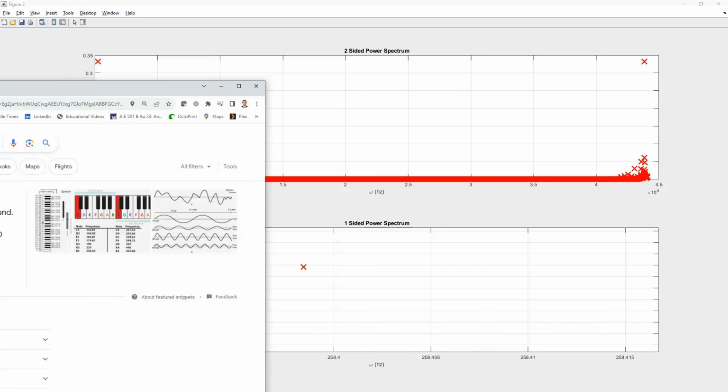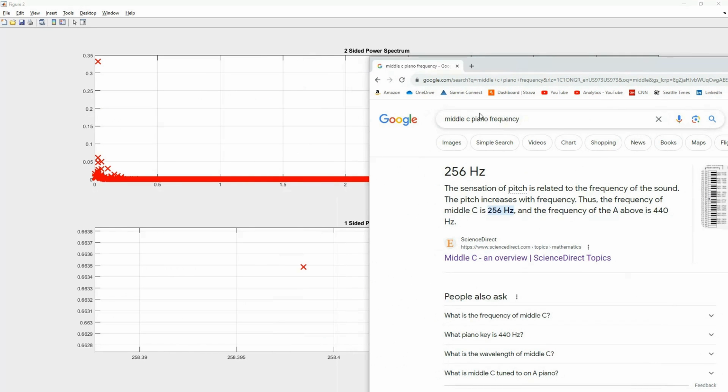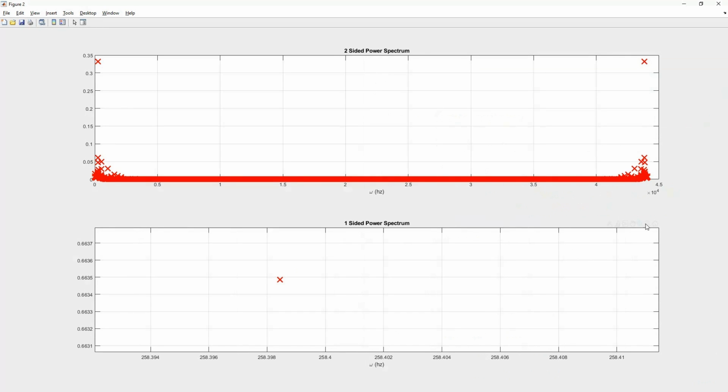So if I just come over to Google and ask Google what is a middle C in piano frequency here, 256 hertz. So look at this. We're pretty much right on. I mean, maybe our piano's a little bit out of tune because apparently this is picking up at around 259 hertz, but that's pretty darn close, right? So there you have it.